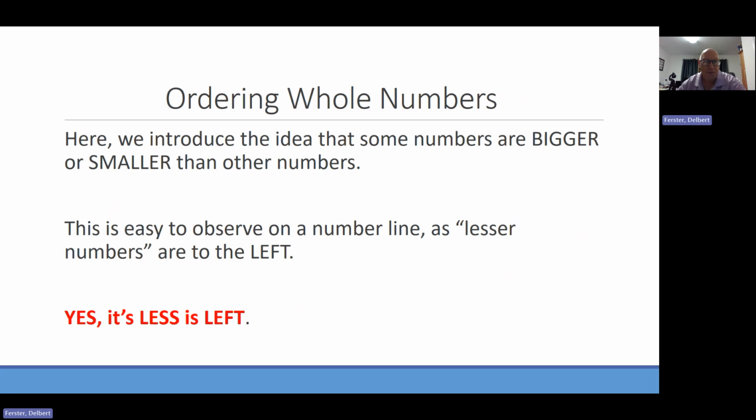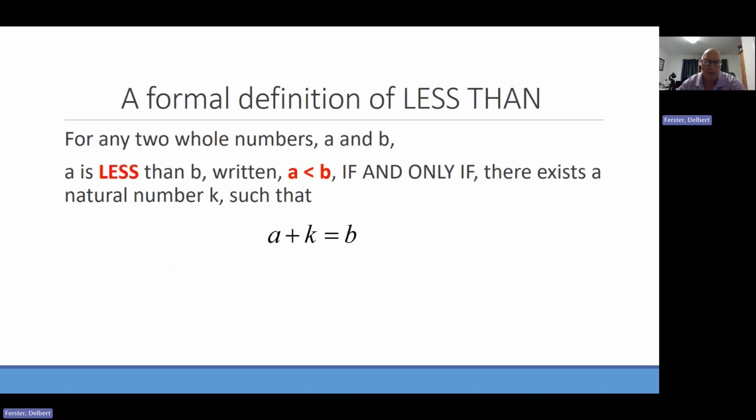There we go. At this point in time, we discussed with the kids that some numbers are bigger than others, and that means some numbers are smaller than others. And the number line is useful in that sense because when we look at numbers on a number line, numbers that are farther to the left are less than numbers that are farther to the right. So you can attach a visual meaning with a number line, comparing sizes of numbers. So if it's to the left on the number line, it is less than something that is to the right.